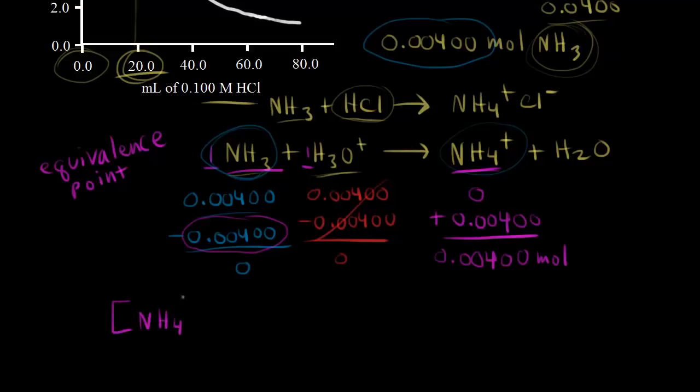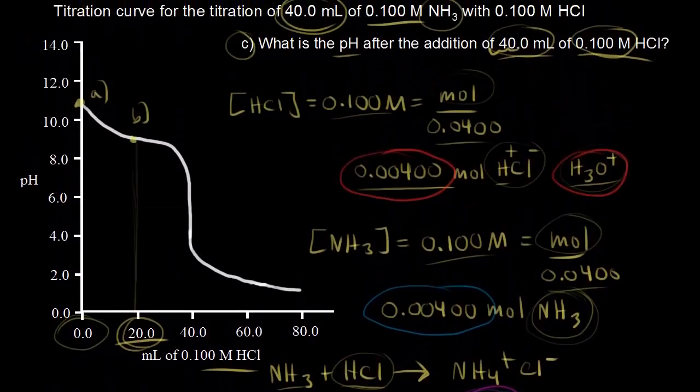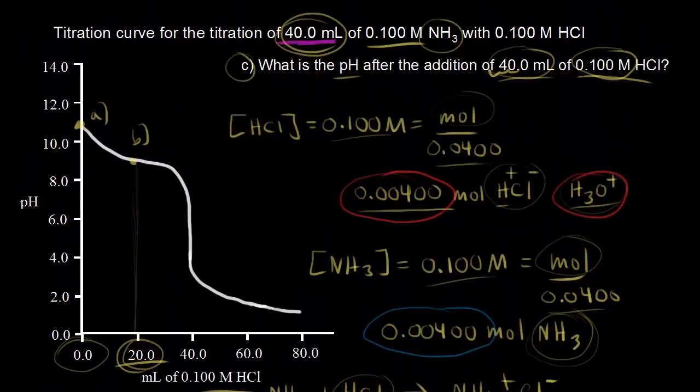Well, concentration, once again, is moles over liters. So we have 0.004 moles of NH4 plus. What is the total volume now? Well, let's go back up to the problem. We started with 40 milliliters and we added another 40. So 40 plus 40 is 80 milliliters, or 0.08 liters. So our total volume now is 0.08 liters.